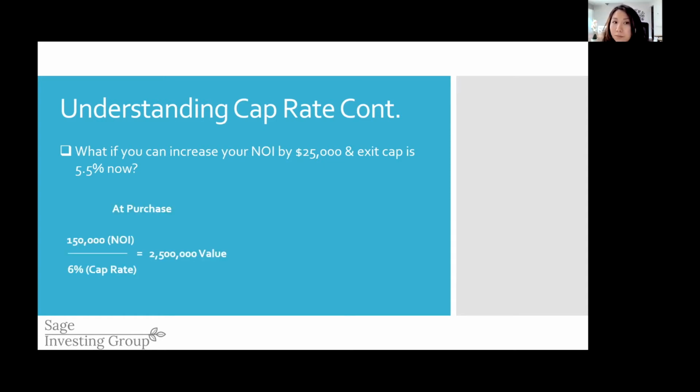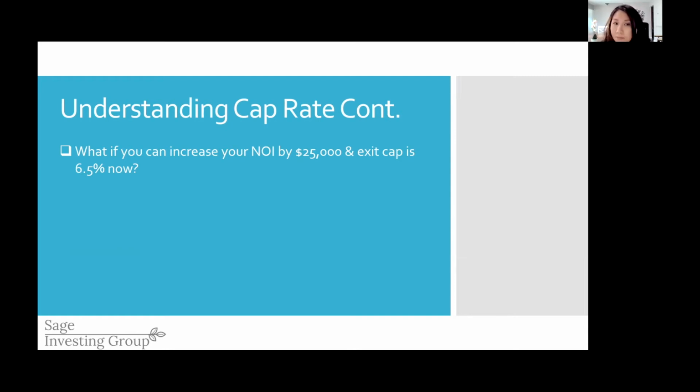So now improving that NOI by $25,000 in year 1 after takeover with the market cap of 5.5%, then your value of the property would be $3.18 million. That's taking $175,000 divided by 5.5% cap rate. Thereby, you just increased the value of your property by over $681,000. So same effort, but exiting in a better market. Now, the reverse is also true.